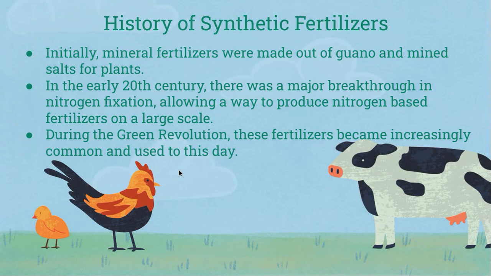The history of inorganic fertilizers dates back to the early 19th and 20th centuries. Initially, mineral fertilizers were made out of guano and mine salts, but in 1909 there was a major breakthrough in nitrogen fixation, which provided a way for inorganic fertilizers to be produced on a large scale. Following the Green Revolution, fertilizers became extremely popular and used to this day.